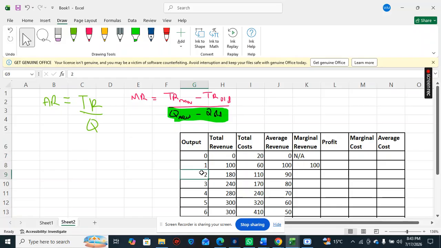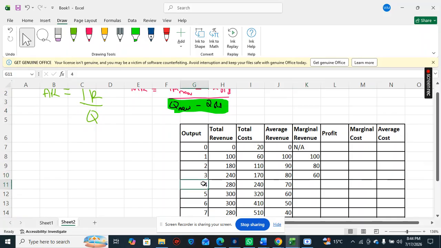When we produce 2 units, our total revenue increased from 100 to 180. So we say 180 minus the old total revenue 100, it is 80. It means this second unit brought an extra 80 kwacha into the business. When we produce 3 units, new total revenue 240 minus old total revenue 180 is 60. This third unit has brought an extra 60 kwacha into the business.